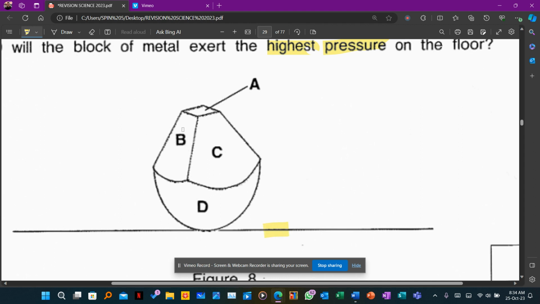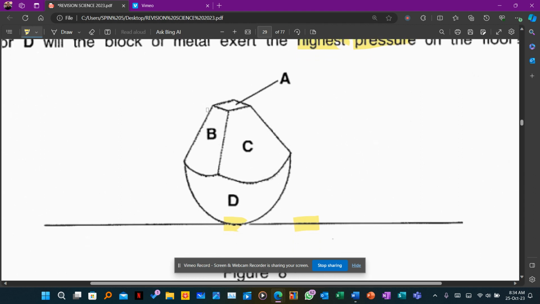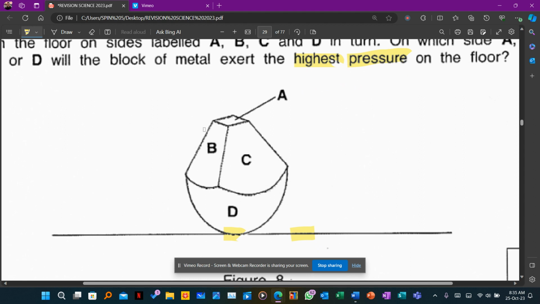So what it means by A, B, C, D here is that right now D is on the ground. So when you turn things around, then the next one will be B, the next one will be C, and the next one will be A. And if you look, the one with the lowest surface area should be A. Therefore, A should have the highest pressure. The lower the surface area, the higher the pressure.